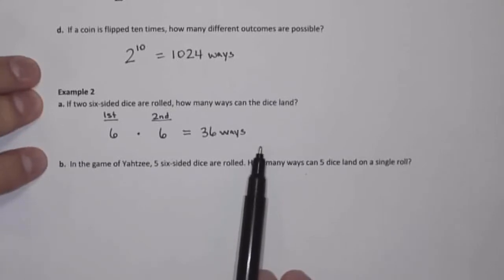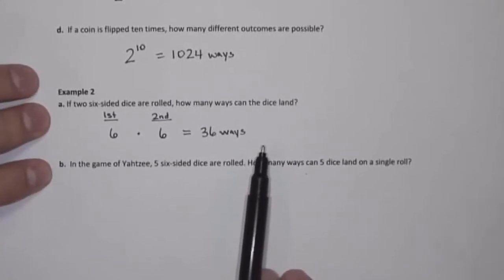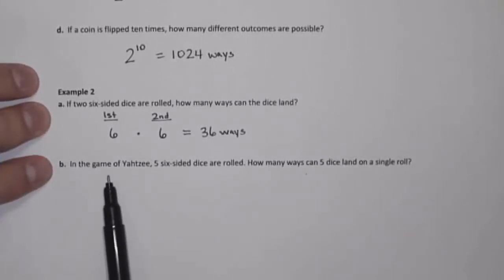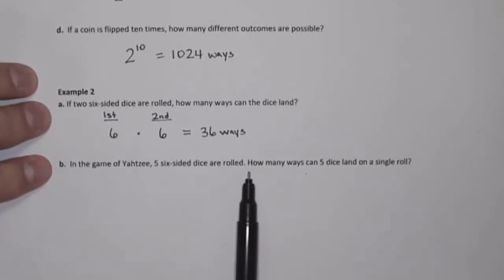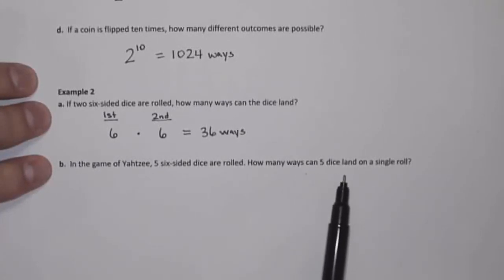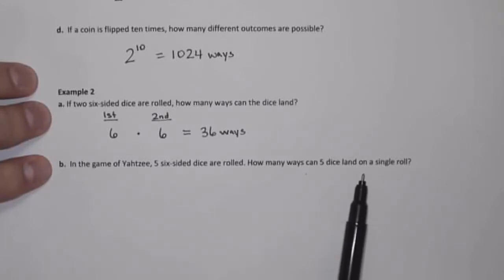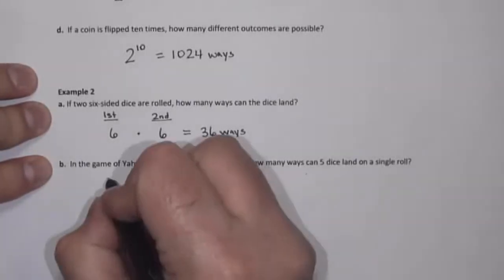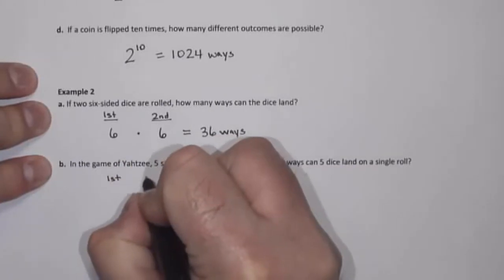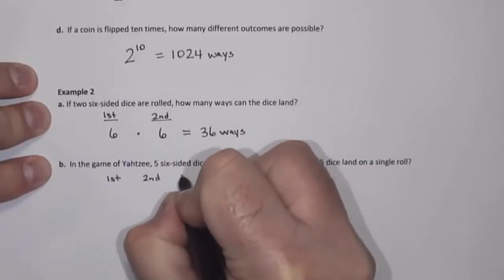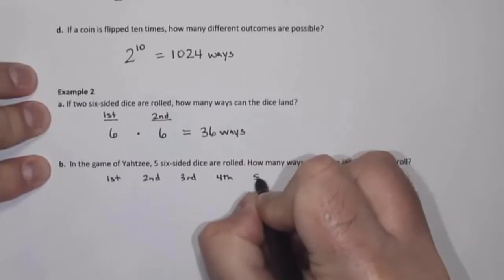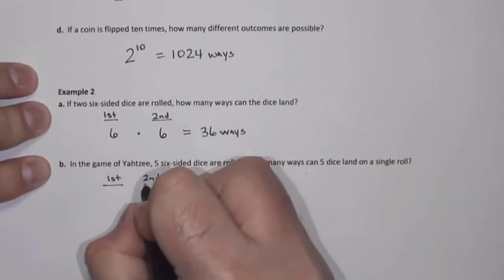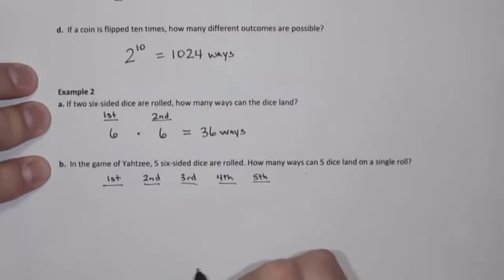So 36 different ways. So could we generalize that? In the game of Yahtzee, 5 6-sided dice are rolled. How many different ways can 5 dice land on a single roll? Well, we have the first die, the second, the third, the fourth, and the fifth. So we have 5 different dice.